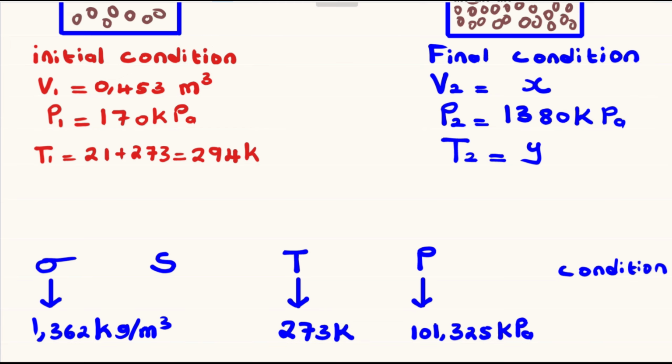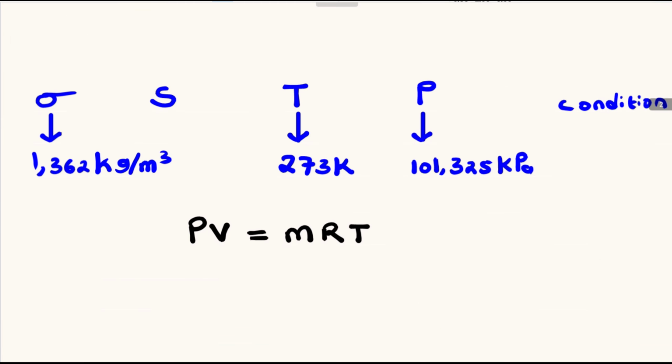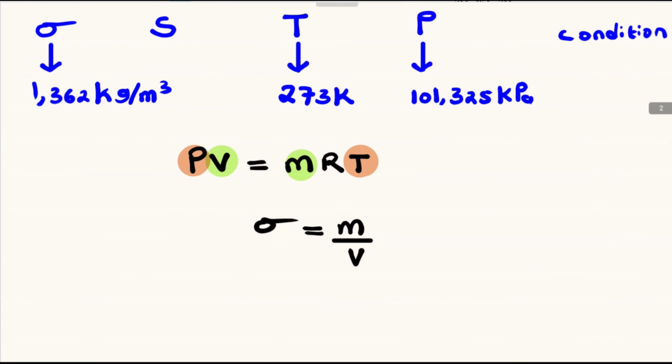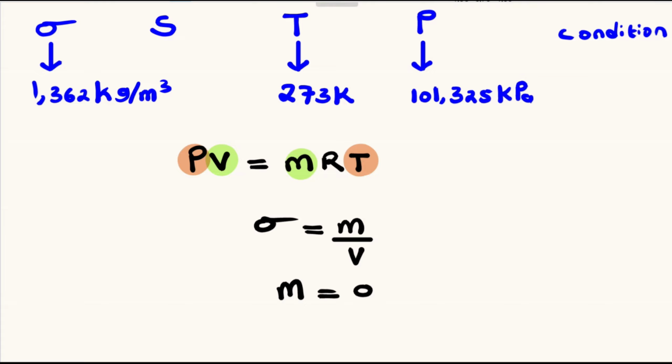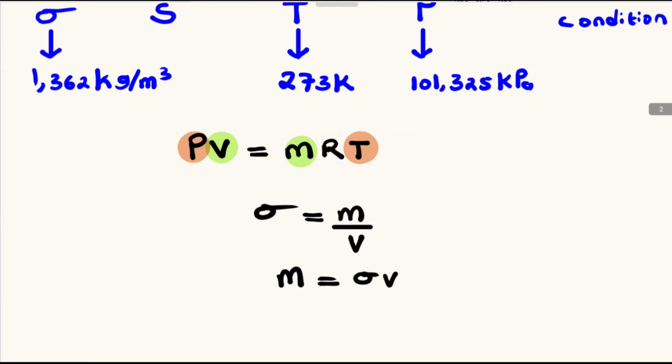But on the final condition, we are only given the pressure, number 2. So the standard temperature and pressure condition. From the standard temperature and pressure condition, we have the temperature, we have the pressure, but we don't have the volume and the mass, but we are given the density, and the density relates mass with the volume. The density is mass divided by volume, making the mass the subject of the formula, we have mass is equal to density multiplied by volume.